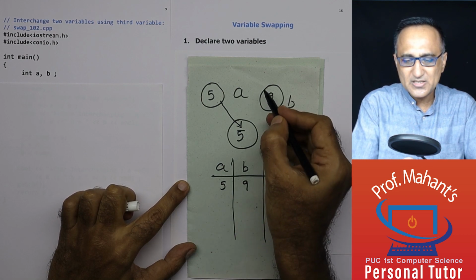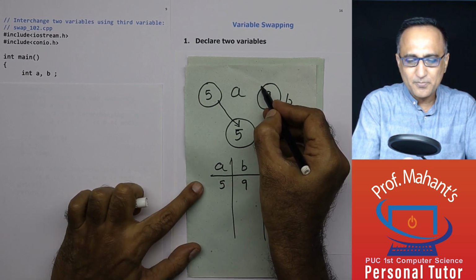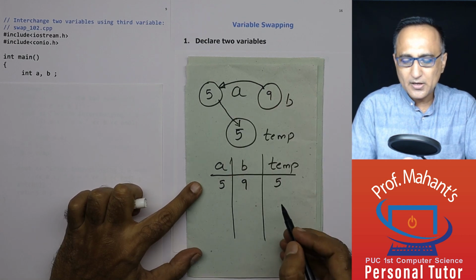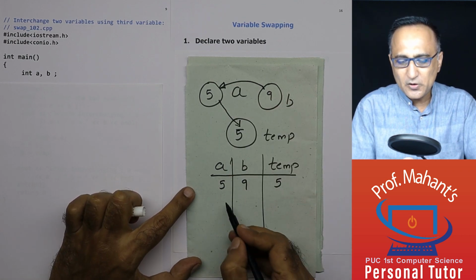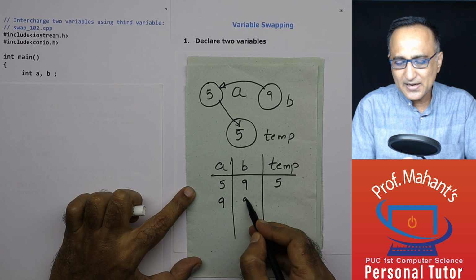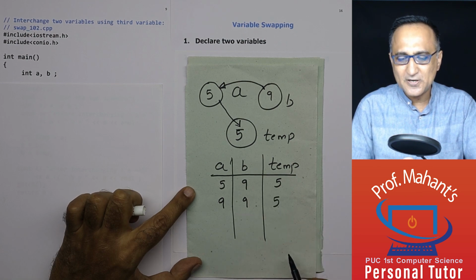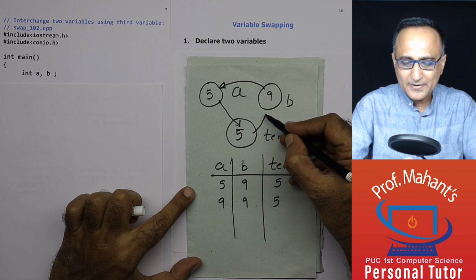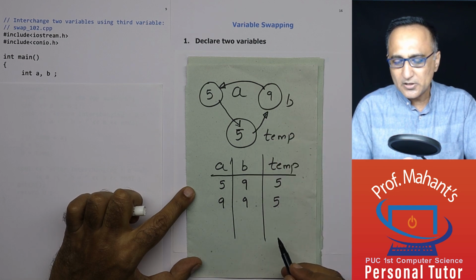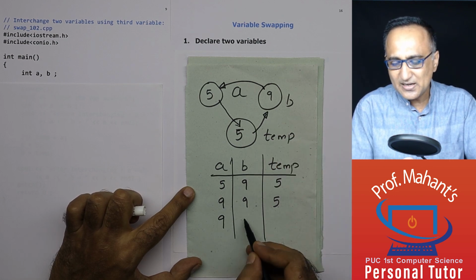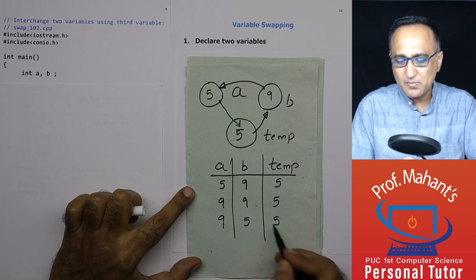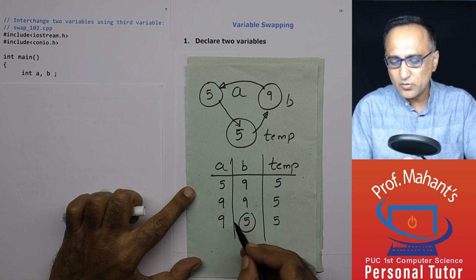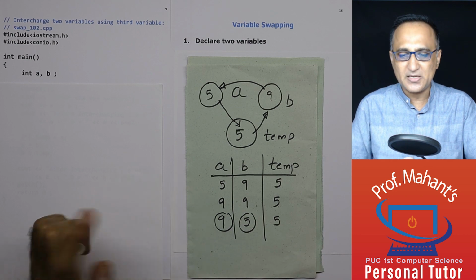Then I can copy the value of B into A. So when I copy the value of B into A, this becomes 9, this becomes 9 and this becomes 5. Then I need to move the value of temp into B. So what do I say? This is 9, this becomes 5 and this remains 5. So this is how the exchange really takes place.